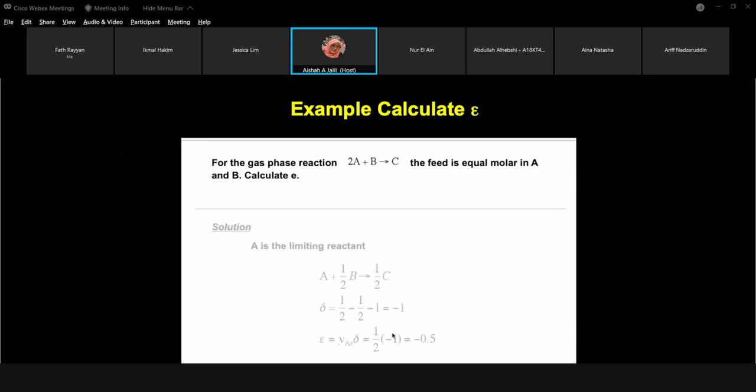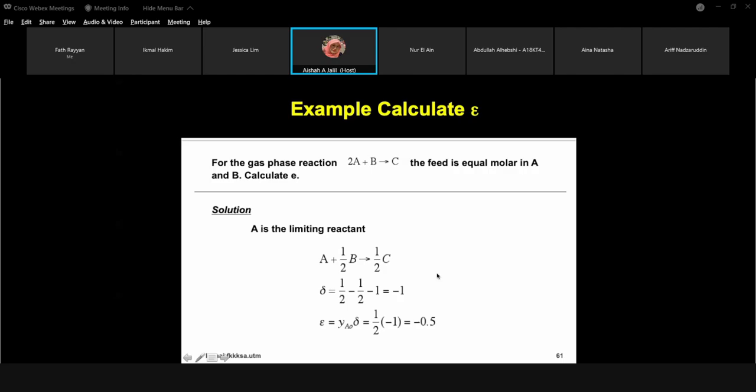Epsilon is... I just show you the solution. Epsilon is YA naught times delta. To get delta, you have to know which is the limiting reactant. So like I said before, if it is equimolar for A and B, take the bigger one. So this A becomes the limiting reactant. So all must be divided by 2, okay, for this one. Then you can get the delta is this one minus this one plus this one, okay. You can get half minus 1. You can get minus 1.